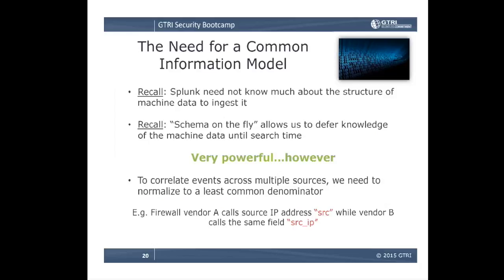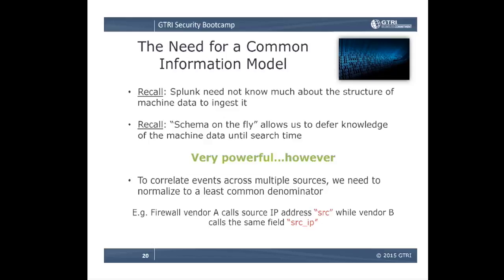Phone started ringing. So let's recall real quick here that Splunk does not need to know much about the structure of machine data to ingest it. If it is machine data, Splunk can ingest it and it can spit it out to you and it can be searched and reported on. That's fantastic. But let's say you want to run, say, an alert on one type of firewall that might not trigger on another because you have defined your fields in a different format. Well, this brings up the need to normalize the data across a common denominator, and Splunk has developed that in what they call the common information model.